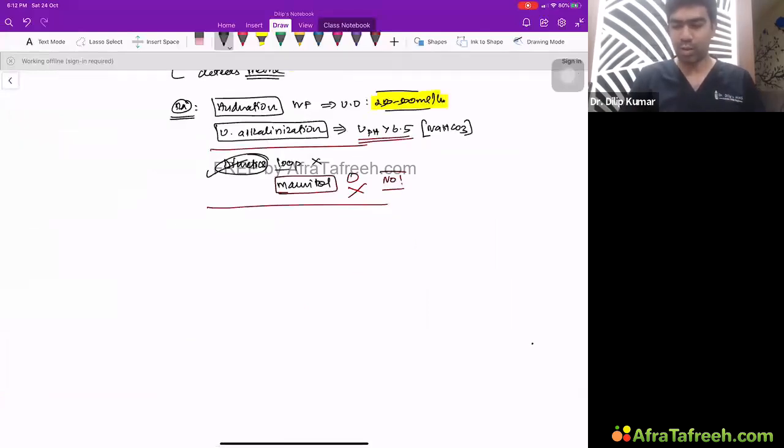Loop diuretics, definitely no role. Mannitol, you can use if there is a very primitive question like, which of the following is a diuretic of choice in rhabdomyolysis? If they ask you questions like that, then you can go for mannitol. But as such, diuretics have no role, and mannitol is very controversial. Currently, we don't use it. Most nephrologists avoid mannitol in rhabdomyolysis. In fact, mannitol itself can cause osmotic AKI. So you should not do that.